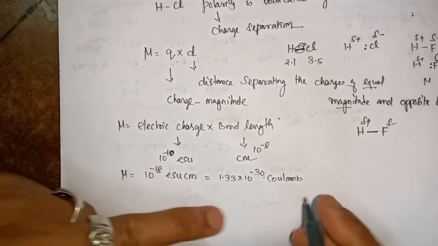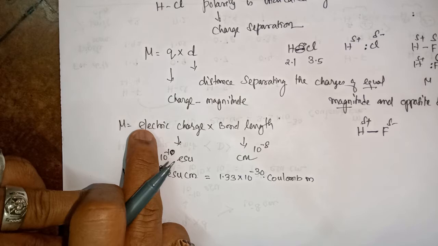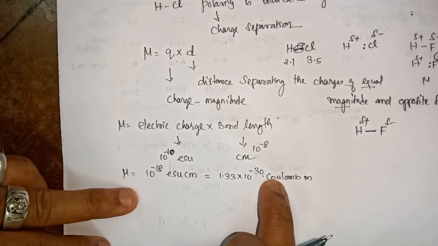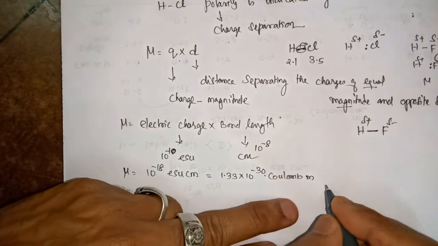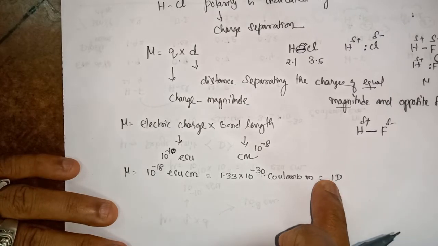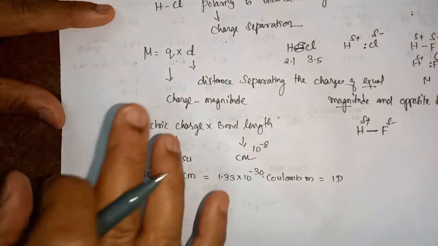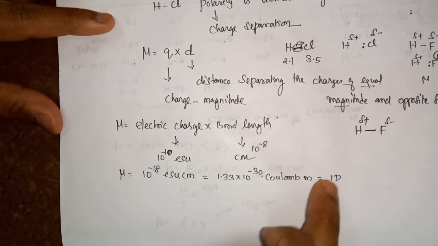Instead of the centimeter I write meter. If I give the electric charge value in coulomb instead of ESU, and in meter instead of cm, it comes to this. This is called 1 Debye. What is called Debye? Debye is a unit for dipole moment. Usually we give the value of dipole moment in Debye only.